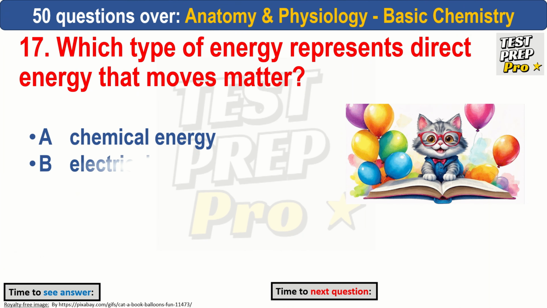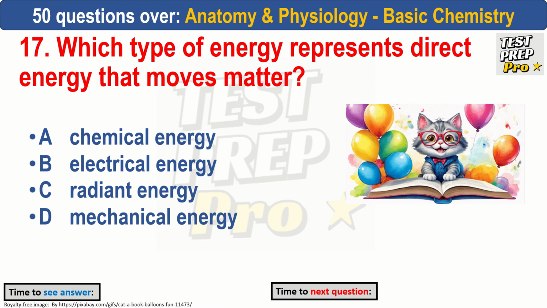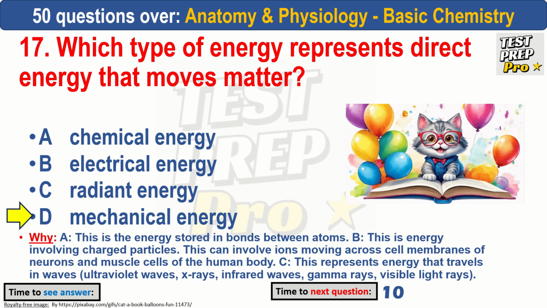All right, which type of energy represents direct energy that moves matter? Is it chemical energy, electrical energy, radiant energy, or mechanical energy? It's mechanical energy. That's the energy that helps out with the process of moving matter around. Chemical relates to chemical bonds, like from food and those things.